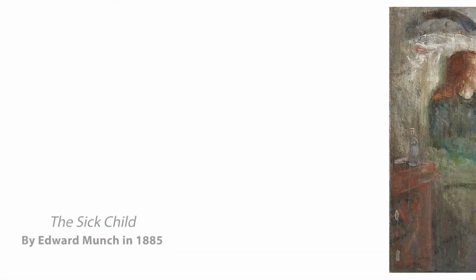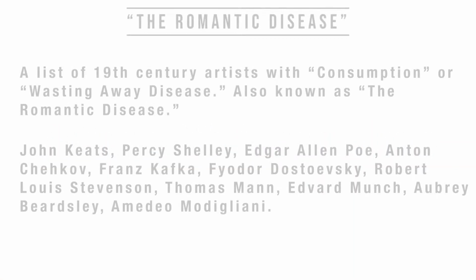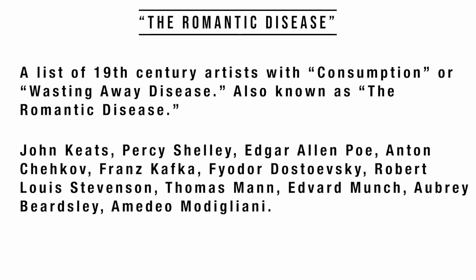And this is a painting by Edvard Munch called The Sick Child in 1885. So tuberculosis in human culture at the time was a mark of creativity. And here's a list, for example, of all the various artists in the 19th century who had what they call the romantic disease or wasting away disease: John Keats, Percy Shelley, Edgar Allan Poe, Anton Chekhov, Kafka, Dostoevsky, Robert Louis Stevenson, Thomas Mann, Edvard Munch, Beardsley, Modigliani.